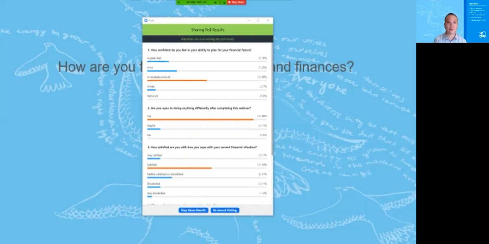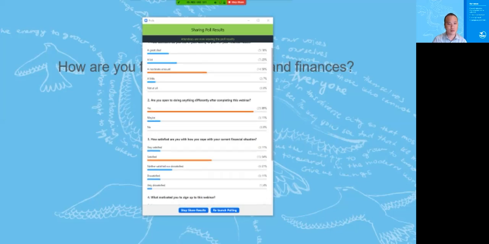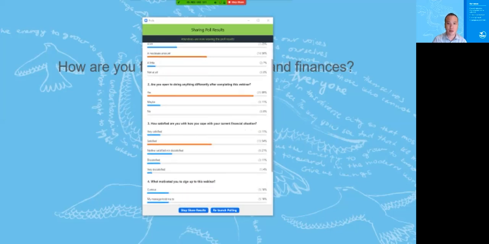I trust that you can see the results now. So the confidence about ability to plan for our financial future, a moderate amount. So we are feeling in the middle, most of us. How open are you to doing something different? Well, that's a great result. I'm sure we all want to learn something from that.